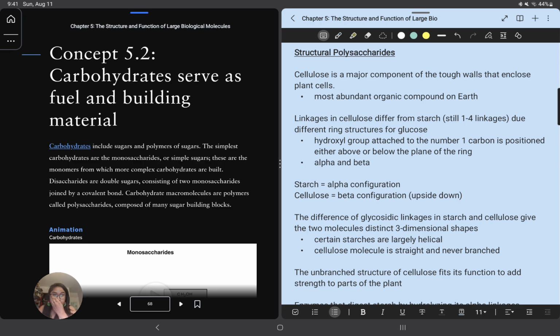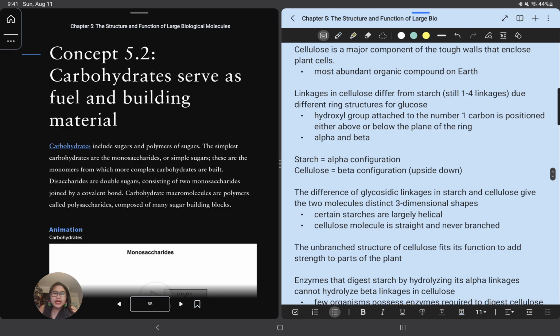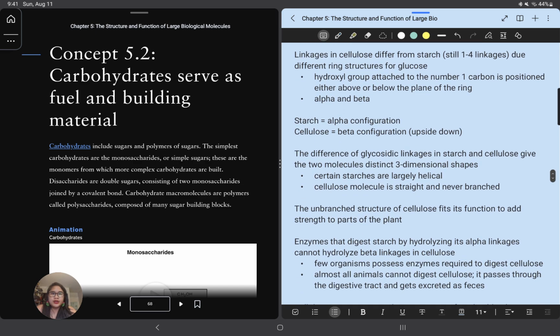So, structural polysaccharides. Cellulose is a major component of the tough walls that enclose plant cells, and is the most abundant organic compound on Earth. Linkages in cellulose differ from starch. It still has 1 to 4 linkages, but has different ring structures for glucose.